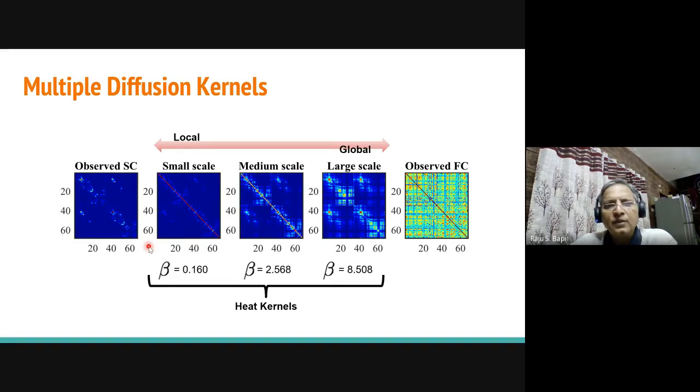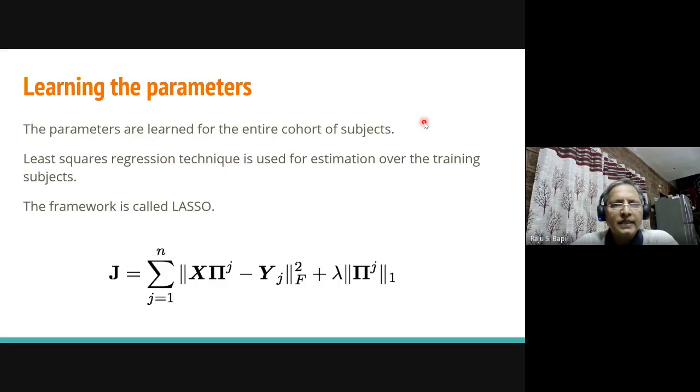What we are trying to do is bridge this SC-FC gap using multiple kernels at different scales of diffusion. A local scale explains local connectivity, while a larger value here refers to more global connectivity. A linear combination of these over the structure gives rise to the function. Now the game is to estimate these coefficients, and you can design a minimization procedure for estimating these parameters.